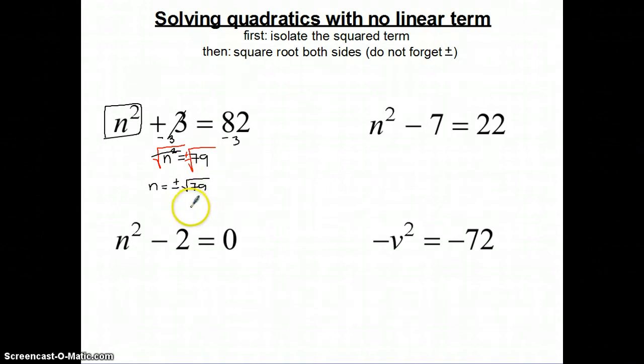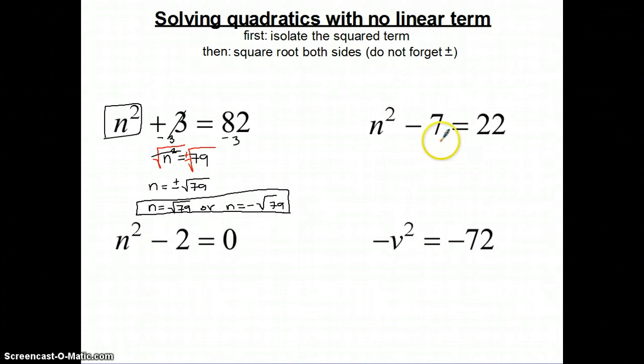79 does not factor, so we aren't going to be able to break this down into any pairs. However, you do need to verify that you cannot simplify this any further. Since we cannot, we're simply going to say that n equals the square root of 79, or n equals the negative square root of 79. Again, make sure that your radicals are simplified completely, and this one is, so we get to stop.